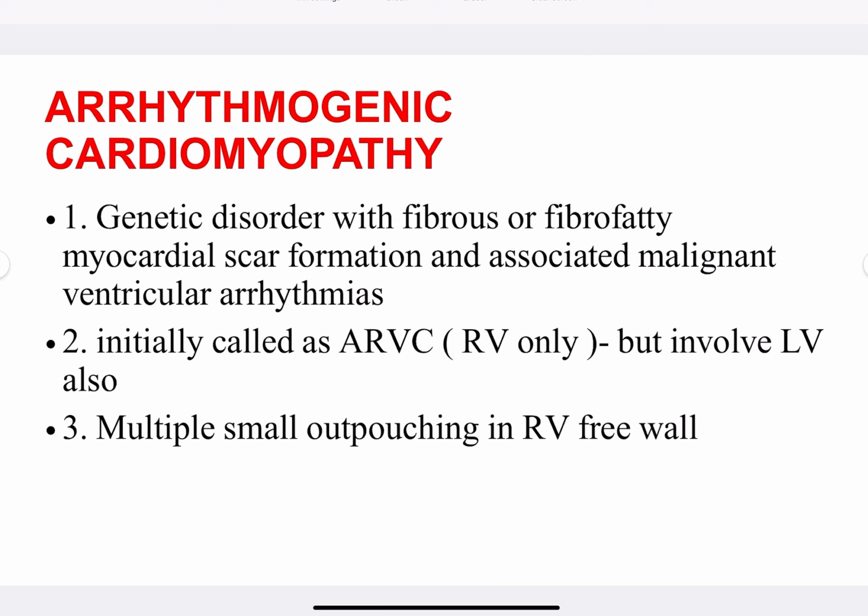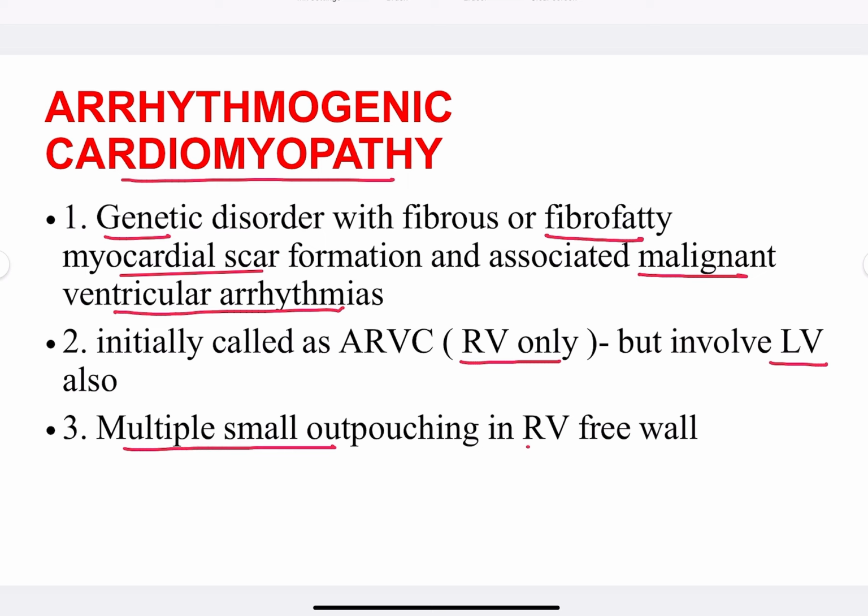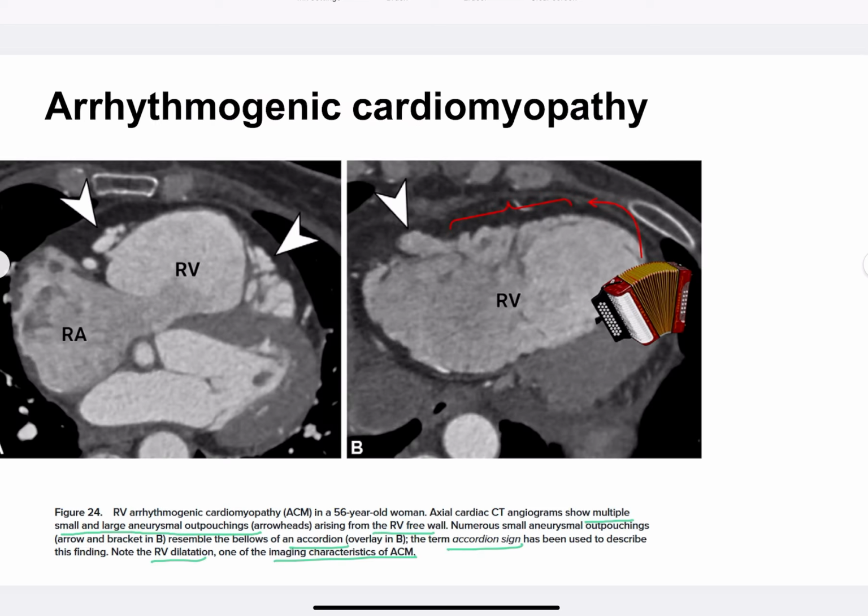Now there is an entity known as arrhythmogenic cardiomyopathy. It is a genetic disorder with fibrous or fibrofatty myocardial scar formation with associated malignant ventricular arrhythmia. Initially called arrhythmogenic right ventricular cardiomyopathy because it was thought that only the right ventricle was involved. But now cases have been seen which involve the left ventricle also. So radiologically we will see multiple small outpouchings from the right ventricular free wall. Let us see the example.